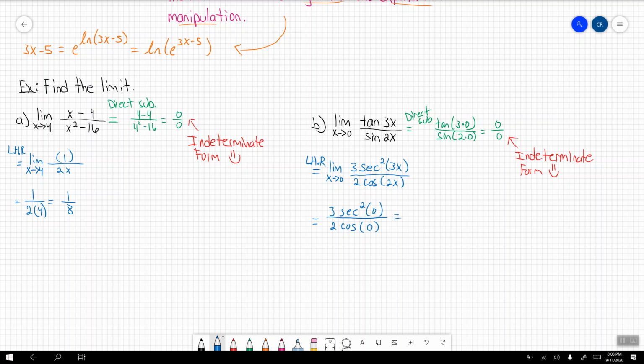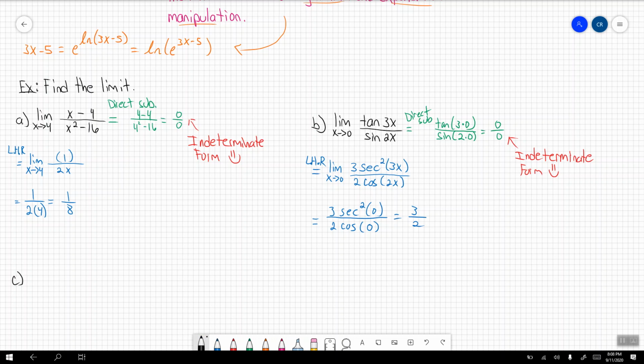So let's see. Secant is 1 over cosine. If the argument is 0, that's cosine at 0, but cosine at 0 should get us 1. Therefore, secant squared is just going to be 1. Cosine at 0, once again, is 1, which means we're left with 3 halves. There we are. It's looking pretty good so far. Okay, not bad at all. And we're going to keep going.